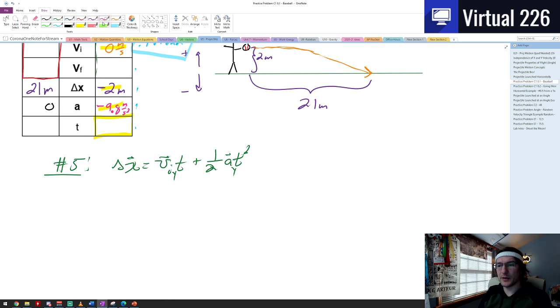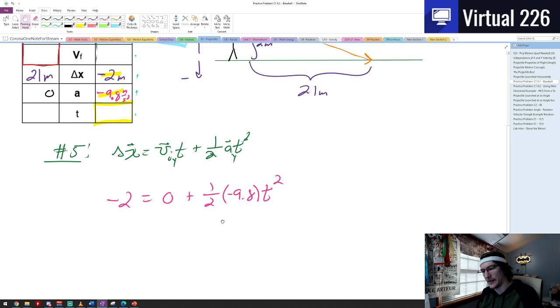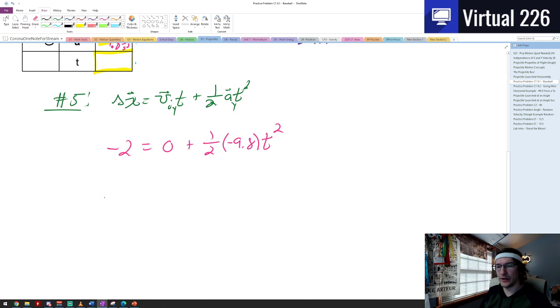So if we go ahead and plug in some numbers here, we know delta x is -2. We know the initial y velocity is 0, so 0 times t is 0, plus 1/2 times -9.8 multiplied by t squared. Now we just need to solve this. You can do this algebra in many different ways. It's really up to you. I'm going to take the 1/2 and multiply it by the -9.8 to get a -4.9. So -2 equals -4.9 t squared.